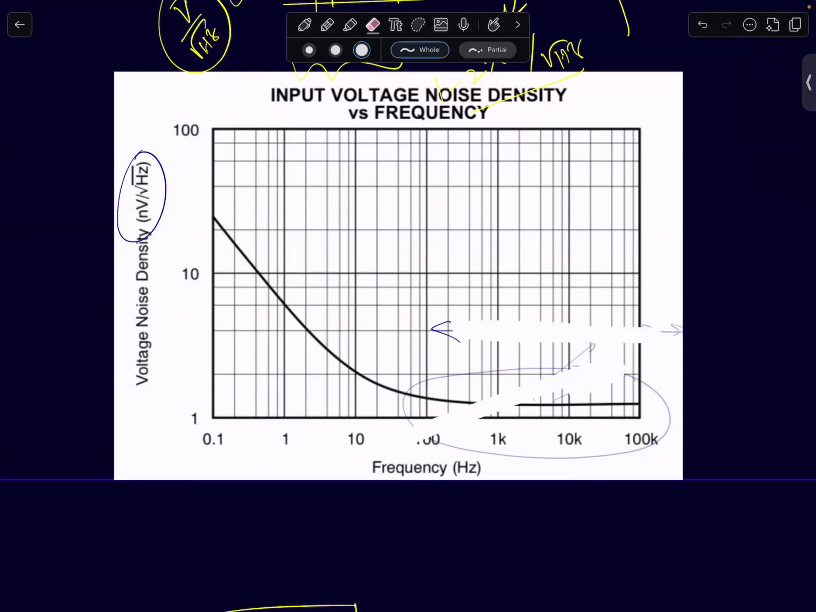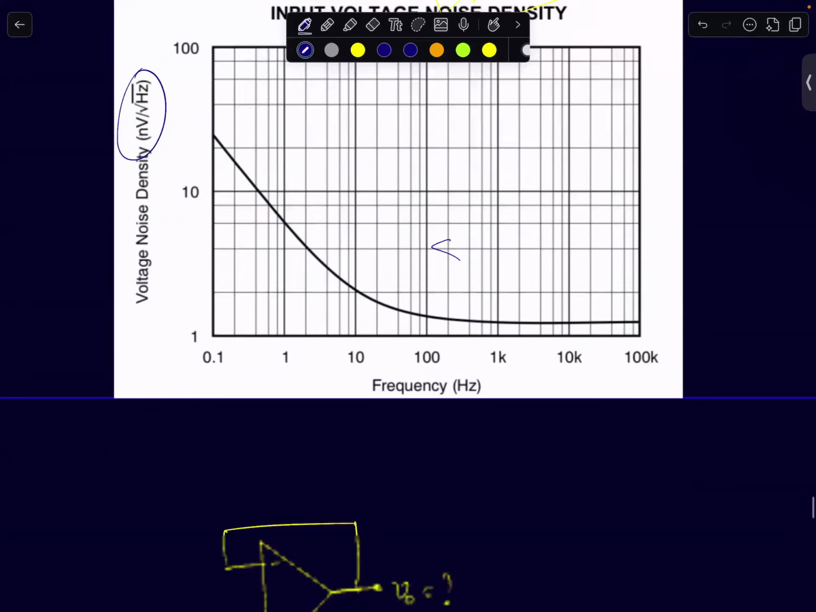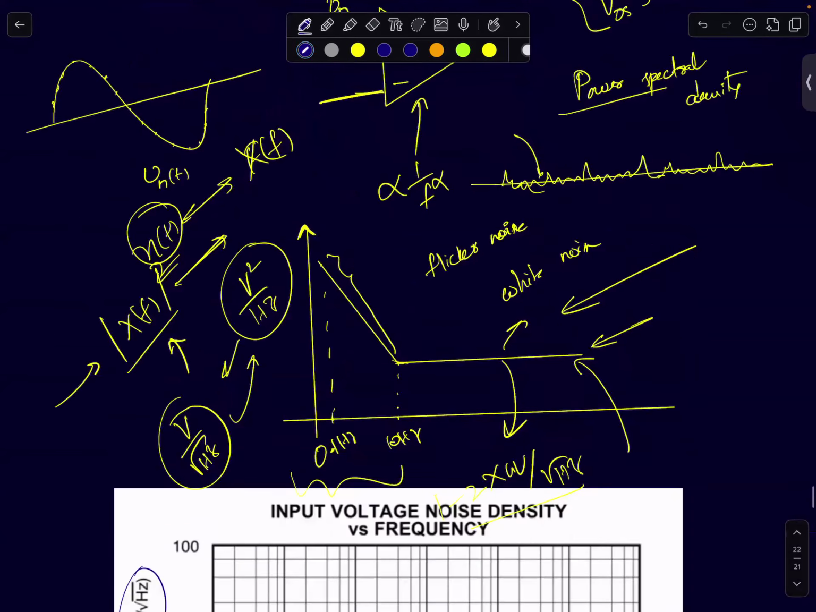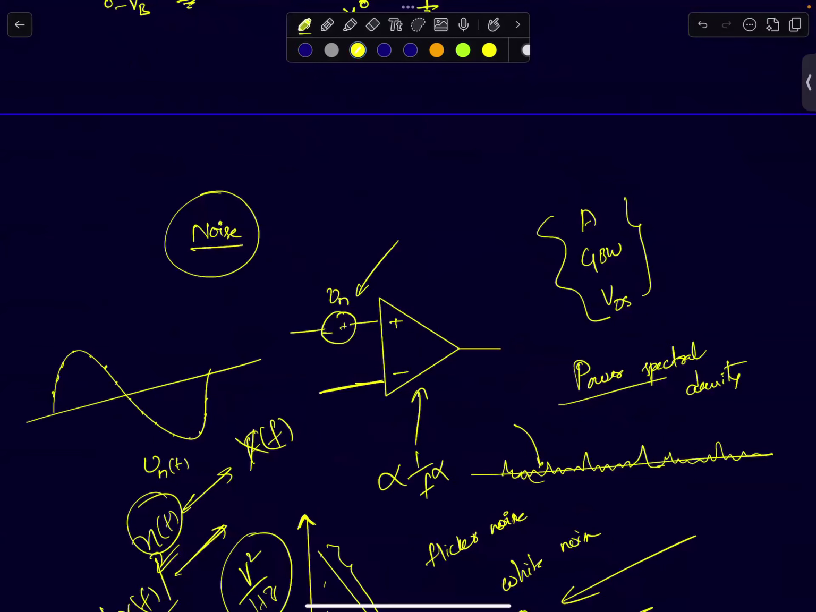So how do you mathematically model noise? We just input refer the noise and model it as a DC voltage, as an independent voltage source. You can apply it either to the positive terminal or the negative terminal. It doesn't matter. The only requirement is that it has to appear differentially, across the op-amp.